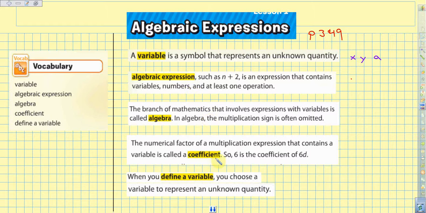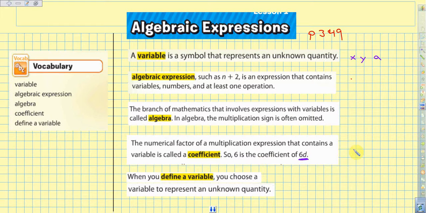A coefficient is when we are multiplying a variable by a number. And so when we see 6d, the 6 is the coefficient. It's still an algebraic expression, but 6 now becomes what we call a coefficient. It's the number that's being multiplied to the variable.